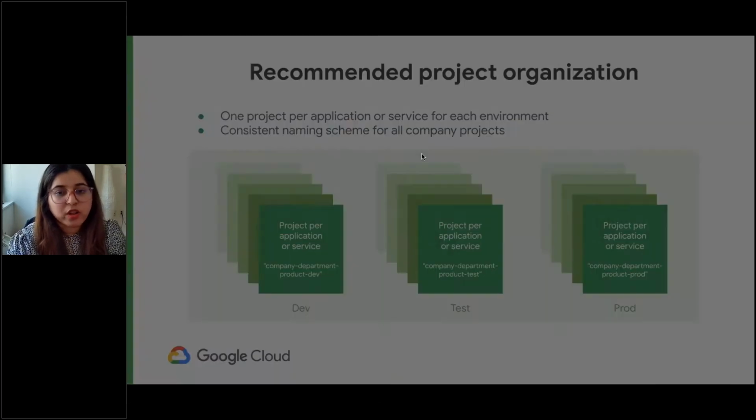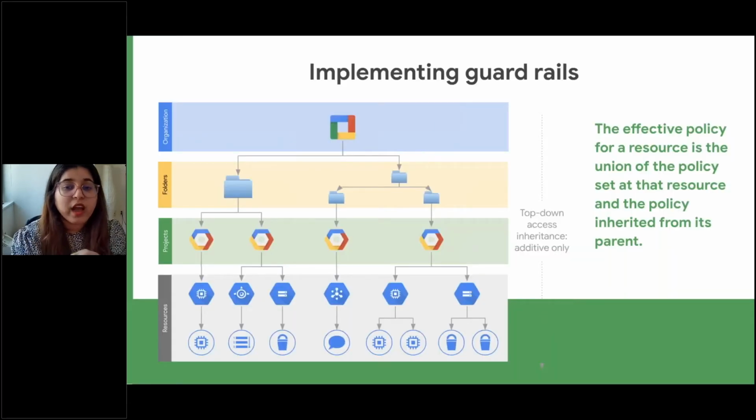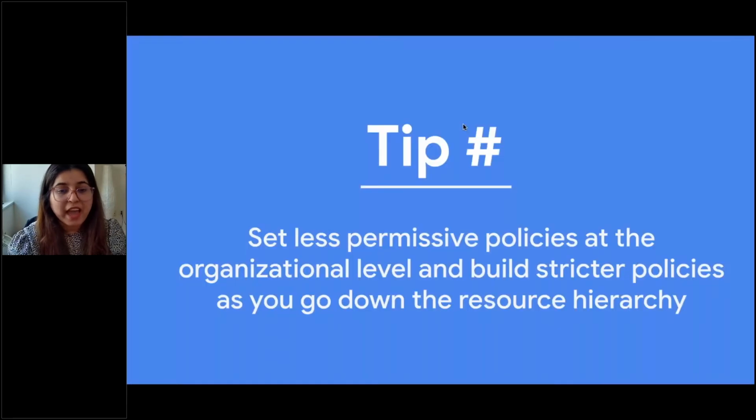Moving on to those guardrails, right? Without the guardrails that you have in the organization, users can put your organization data and resources at risk. So make sure that you understand what is inheritance and IAM inheritance. We will talk about identity and access management in the later slides, but basically a policy is nothing but the binding. So the effective policy across all these resources is nothing but the union of all policy. That brings me to my next tip, which is that make sure that you set less permissive policy at the organization level and stricter policy as you go down.